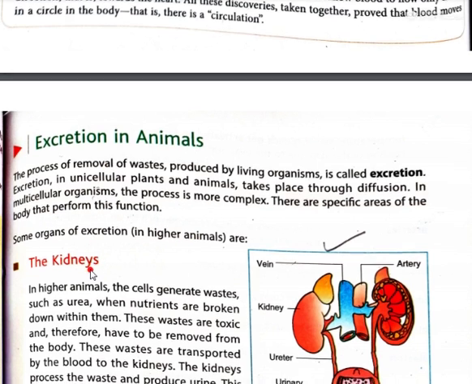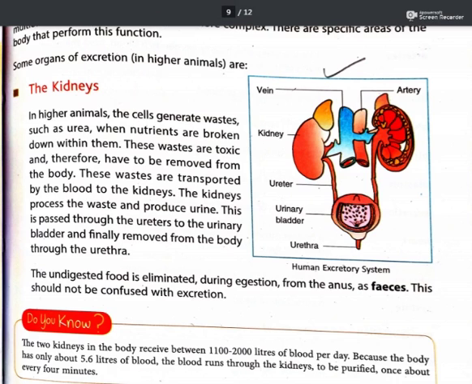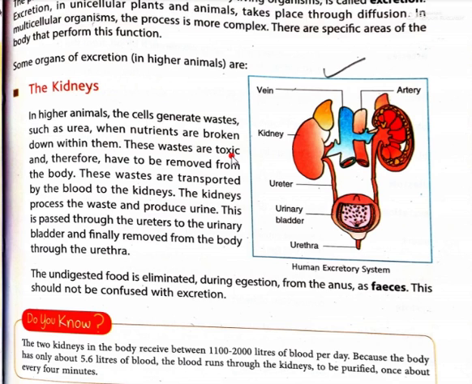What are the main components of the excretory system? The first one is the kidneys. You can see here one kidney and two kidneys, so we have a pair of kidneys. In higher animals, the cells generate waste such as urea when nutrients are broken down within them. So urea is the waste material. These wastes are toxic, meaning harmful, so they have to be removed from the body.